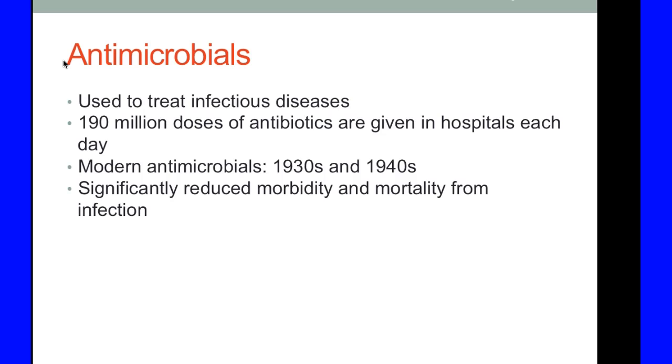And it has significantly reduced morbidity and mortality from infection. There used to be rampant infections, an epidemic of bacterial infections years ago, and so we had a lot of deaths from that. Thankfully, we do have antibiotics, although they're used appropriately and yet also used inappropriately now, which is one reason we have superbugs out there. And as you can see, 190 million doses are given each day in the hospital, which is a lot.